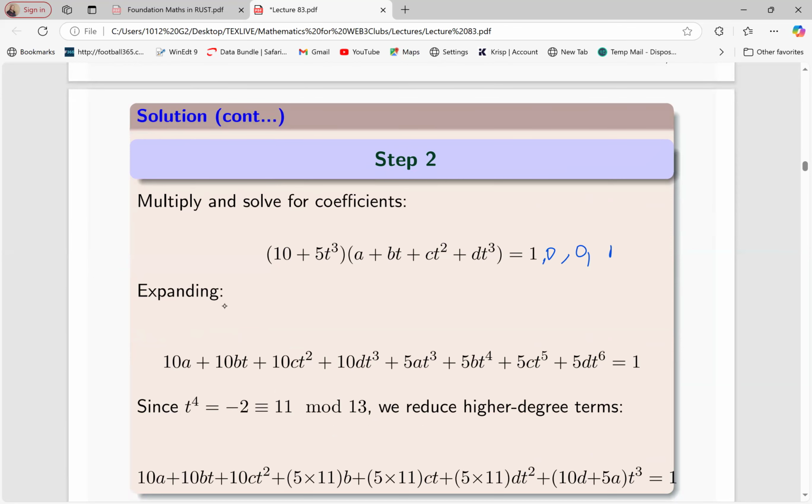Now, when you expand, just multiply that, multiply that, multiply that, then that, you have 10a, 10bt, 10ct square, 10dt cubed. Then multiply this.